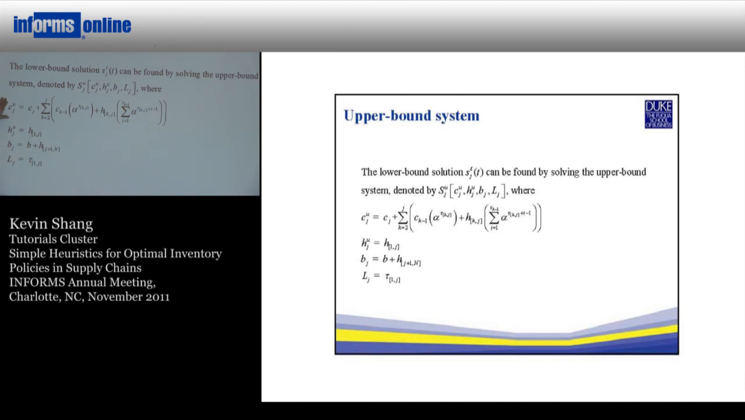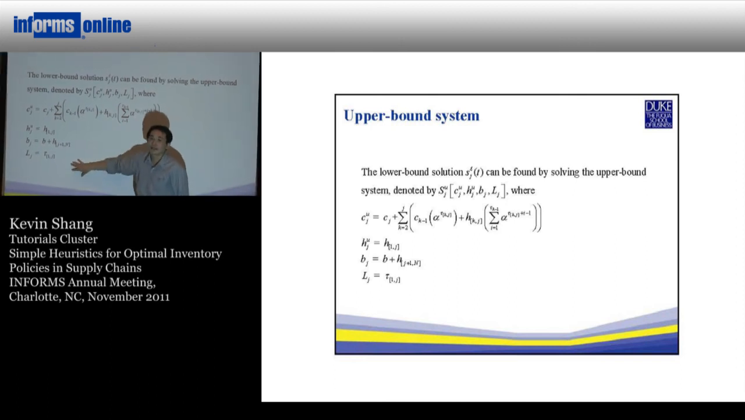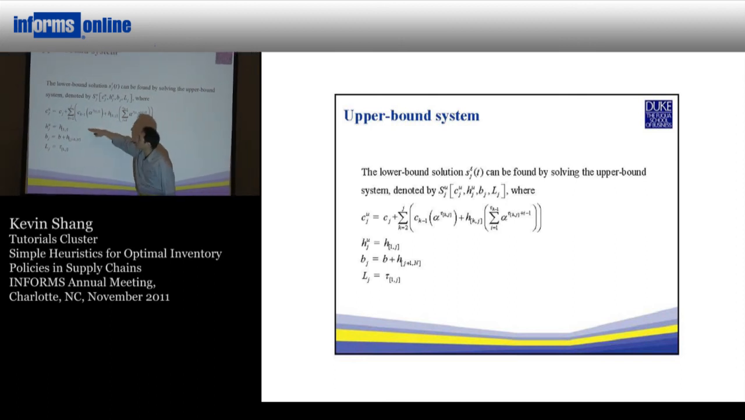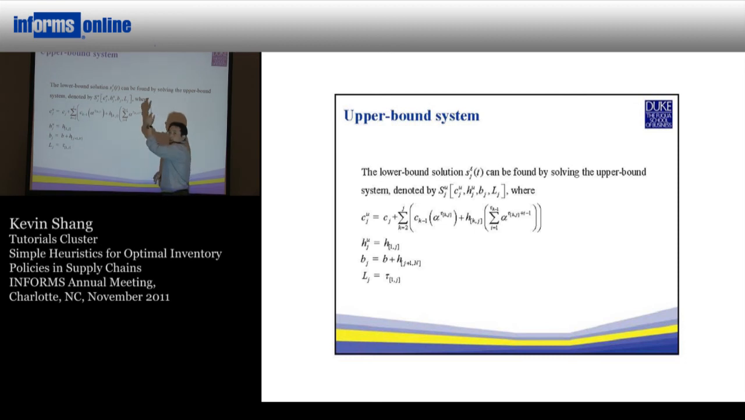But what's interesting is this term. The ordering cost becomes this. In other words, I can construct a single stage system that has these parameters. If I solve that single stage problem with these parameters, I can generate a base level in every time period, and that solution is the lower bound to the exact optimal.